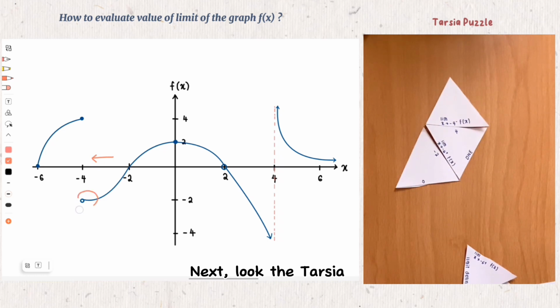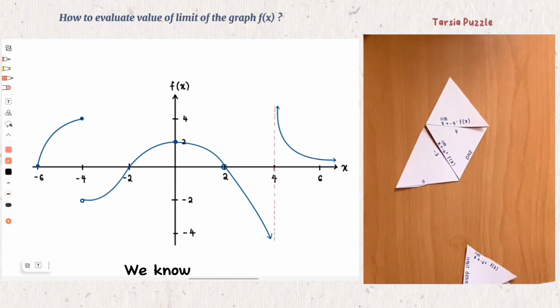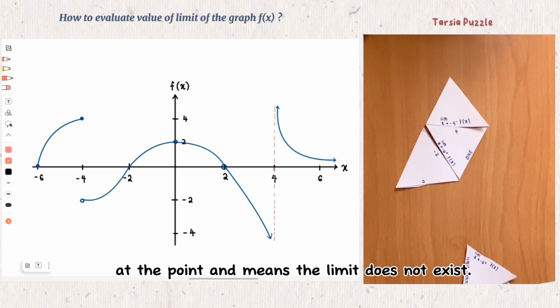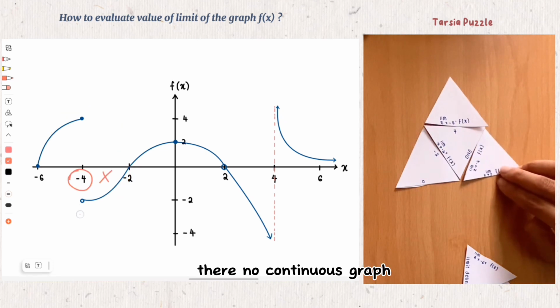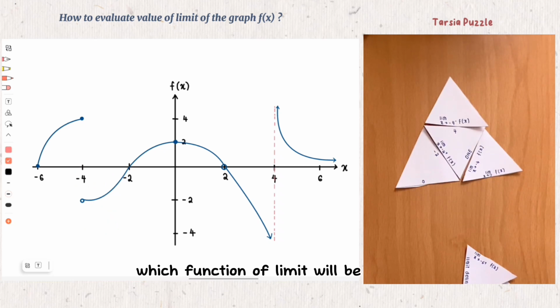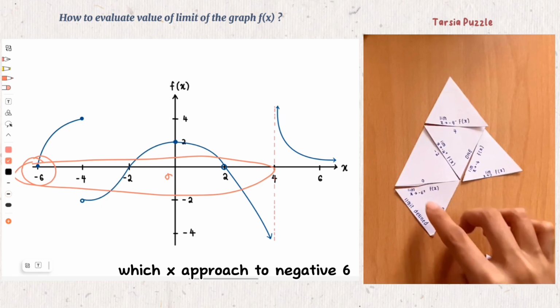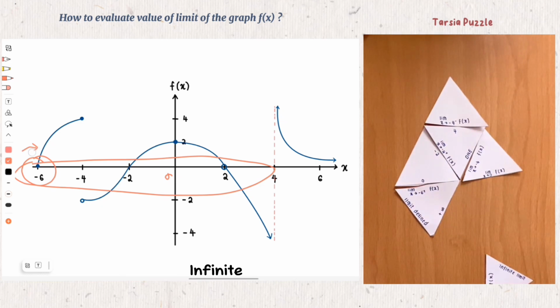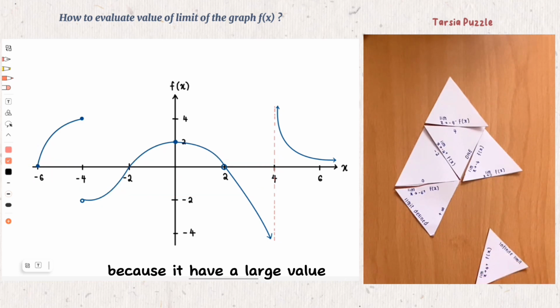Next, look at the Tarzan puzzle. We must find which limit does not exist, or DNE. We know that if there is no continuous graph at the point, it means the limit does not exist. So at x equal to negative 4, there's no continuous graph, so the limit is DNE. Continue with which limit will be equal to 0. By looking at y equal to 0, this function is the answer, where x approaches negative 6 from the right. An infinite limit is always DNE because it has a large value that we don't know.